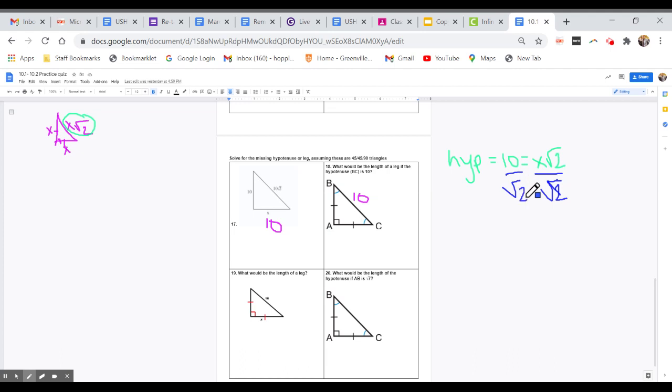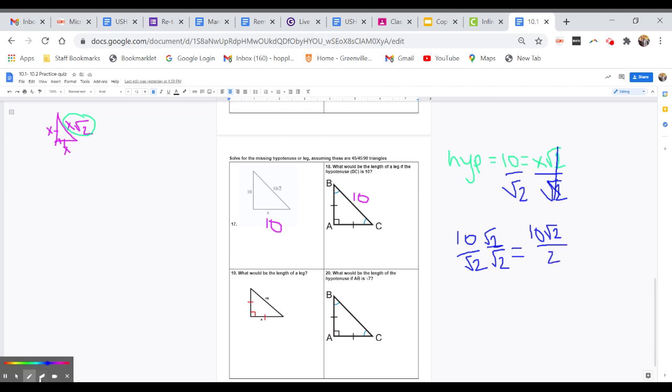But I have a radical in my denominator, and that can't happen. So I need to undo that. So that cancels, so I'm left with that. And then I need to multiply both the top and the bottom by root 2. So 10 times root 2 leaves me with 10 root 2. And then root 2 times root 2 on the bottom gives me the root of 4, and I know that the square root of 4 is 2.